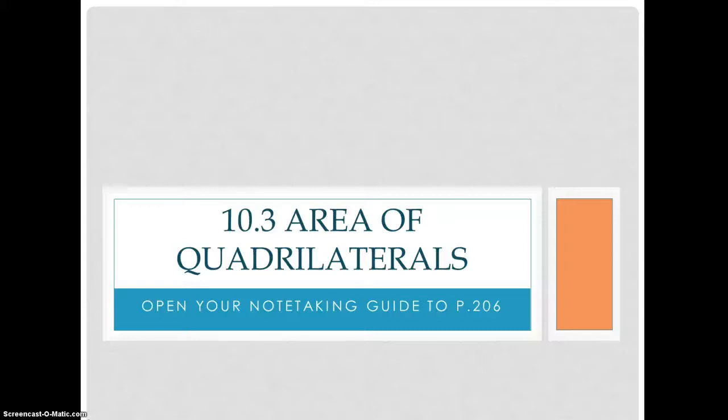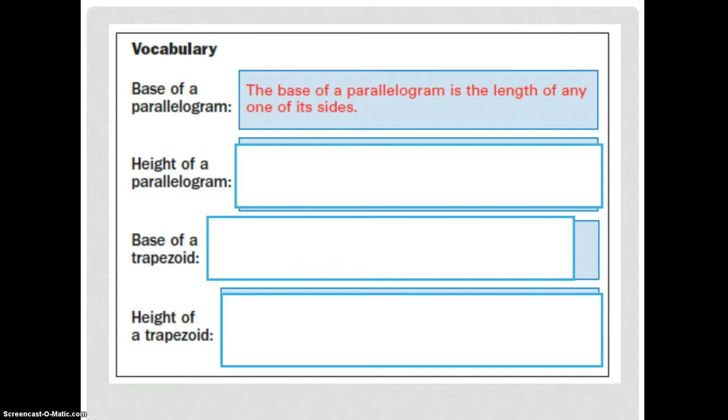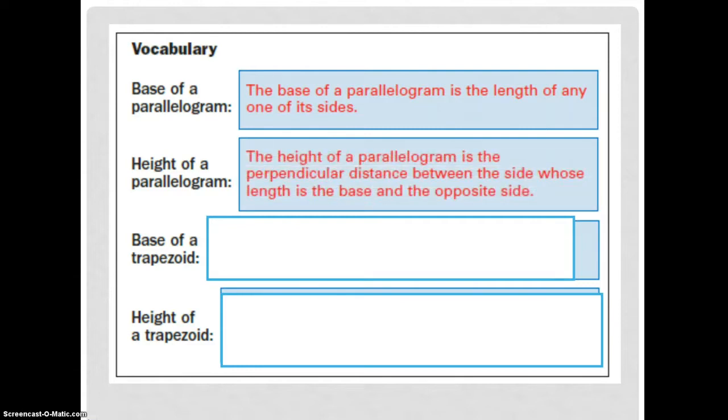Lesson 10.3, Area of Quadrilaterals. Base of a parallelogram is the length of any one of its sides. The height is the perpendicular distance between the side whose length is the base and the opposite side. So it makes a right angle. Remember, perpendicular means it makes a right angle.